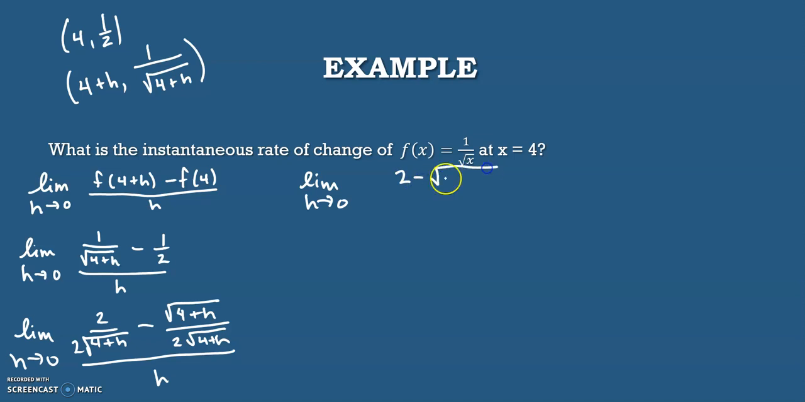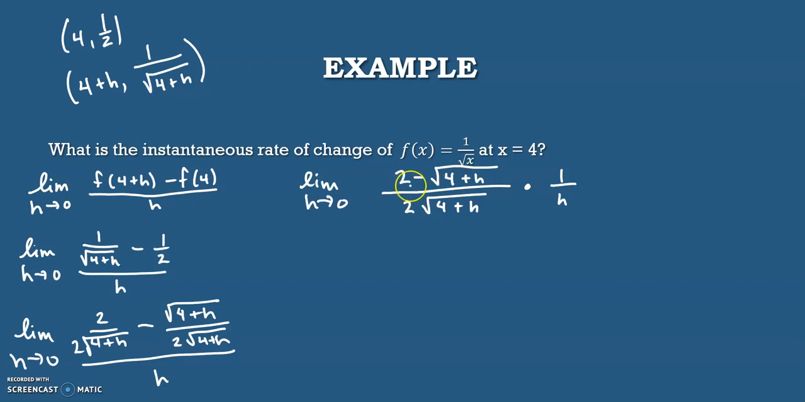Minus root 4 plus h over 2 times root 4 plus h. And instead of writing all over h like I have been, I'm going to say times 1 over h, multiplying by the reciprocal. Okay. Now plugging in 0 for h still leaves us with that 0 over 0 indeterminate form. So we still have to do more, but that's a good starting place.